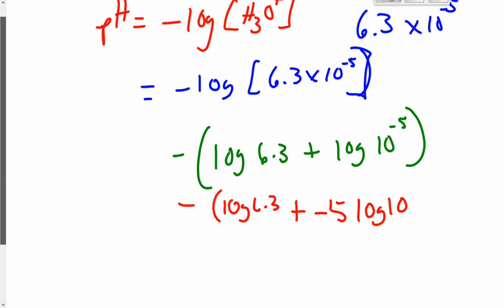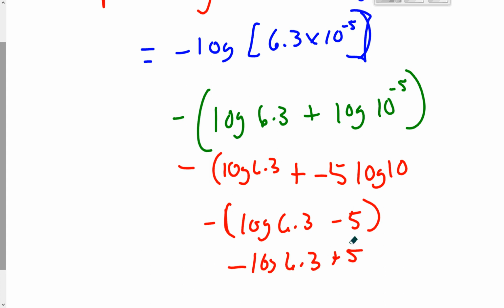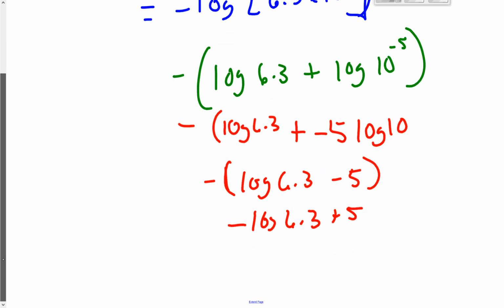Now I can go ahead and log 10 is 1, so I get log of 6.3 minus 5, and then log of 6.3 plus 5. I can distribute that negative as well. So a negative log of 6.3 plus 5, the pH will be approximately 4.2. And so now we can figure out, is that acidic, is that alkaline, based on our pH scale, and see where it falls in there.